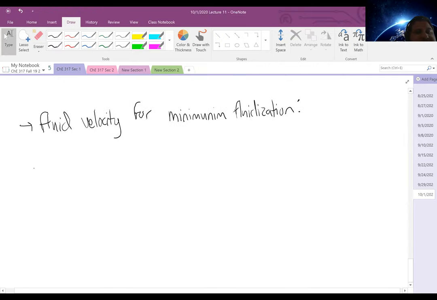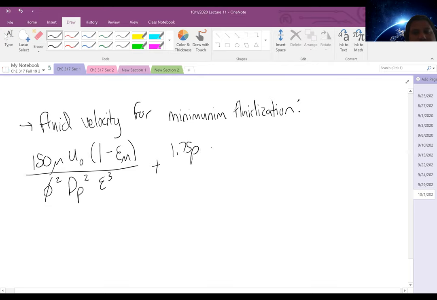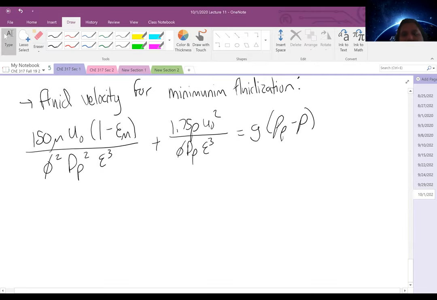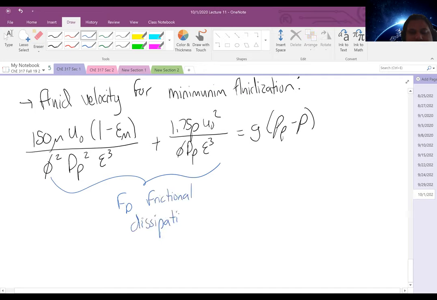In this case, it is derived from the Ergun equation as well as a momentum balance. I'm going to spare you the derivation. What you see here is essentially the drag force, pressure, and frictional dissipation. And here what we have is essentially buoyancy and gravitational influences.